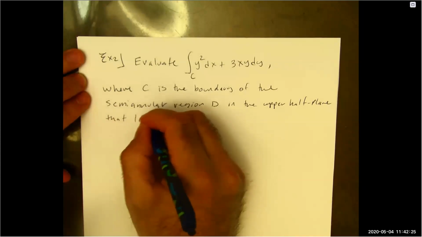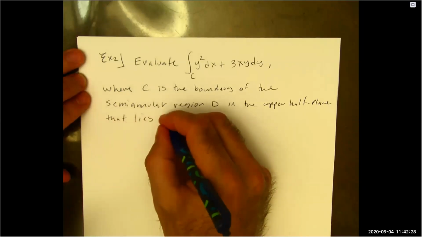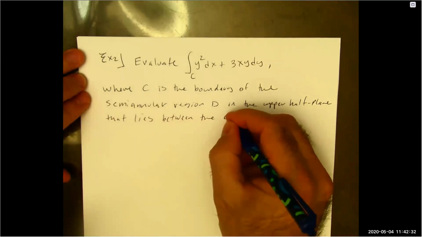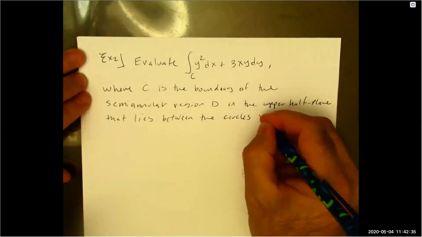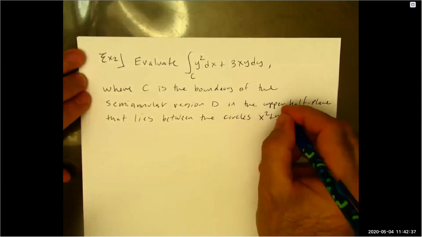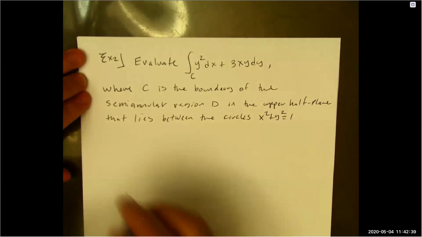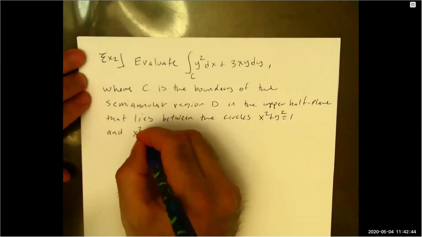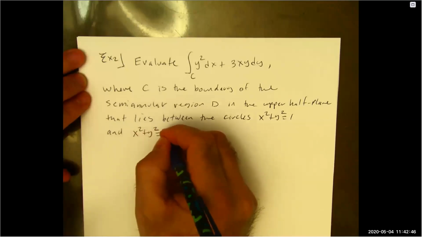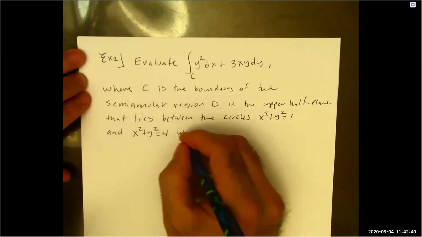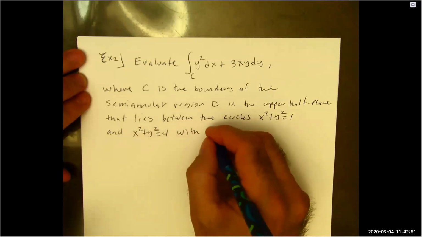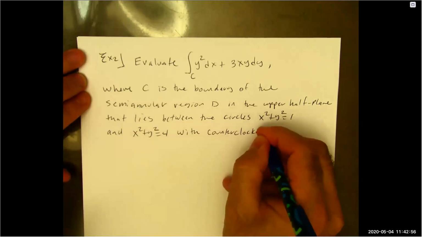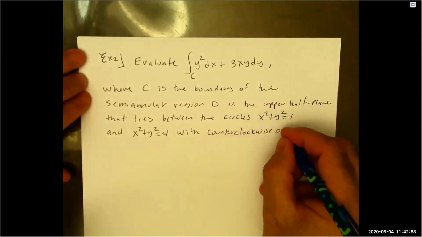that lies between the circles x squared plus y squared equal to 1 and x squared plus y squared equal to 4, with counterclockwise orientation.